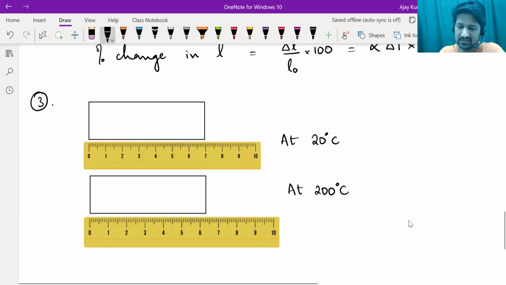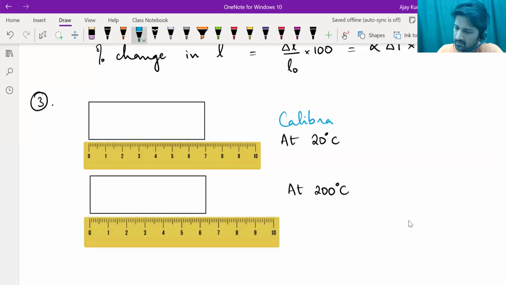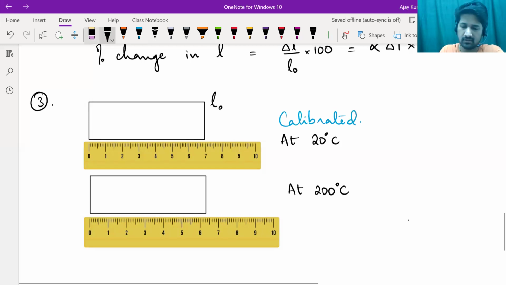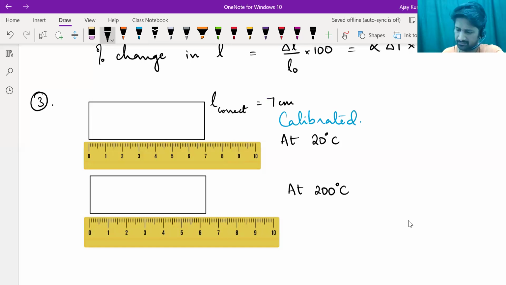Let's say this scale was calibrated at 20 degrees C. What do we mean by that? Scale is calibrated at 20 degrees C means at 20 degrees C, the markings are correct. So the correct length of this rectangle, let's call it L correct, is 7 centimeters. 7.0 also you can write.